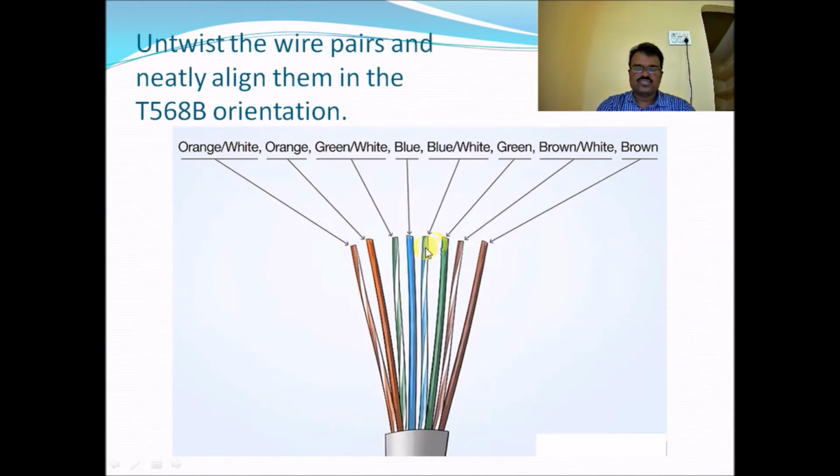So this is generally the straight through cabling arrangement. Untwist the wire pairs and neatly align them in the T568B orientation. This is the orientation here. We arrange first the orange white wire, then orange, then green white, then blue, then blue white, then green, then brown white, and last we put the brown wire at the end. So this is the arrangement of wires here. We have to straighten the cables and arrange these wires in this manner.